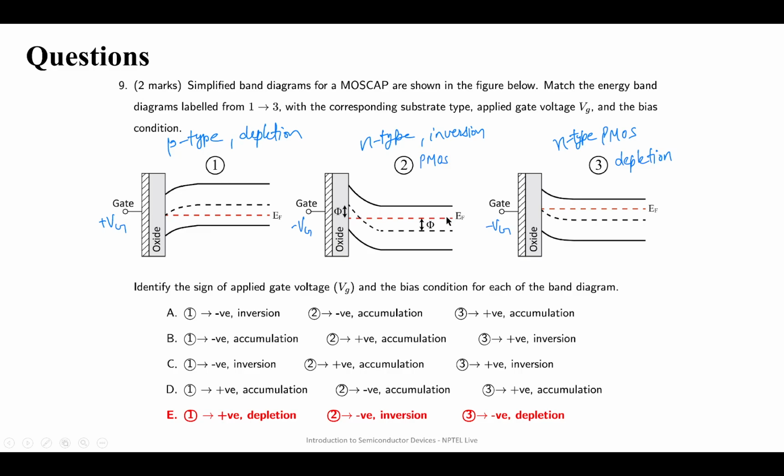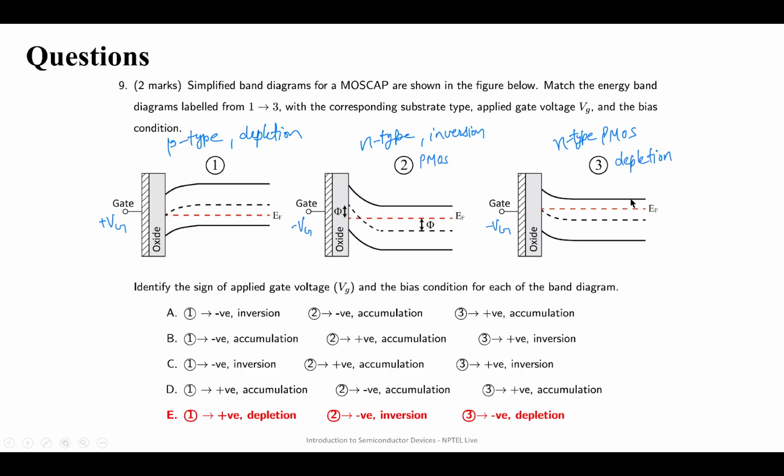Now here EF is closer to EC in the bulk, but near the interface EF is farther from EC and it has also crossed EI. So now it is closer to EV, which means it is in the inversion region. For an N-type semiconductor in the inversion region, the gate has to be negative. So the second answer would be negative inversion.